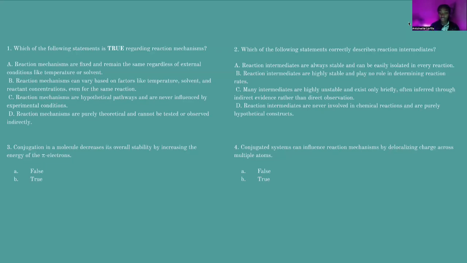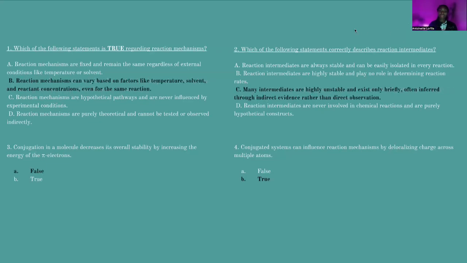For number 4: conjugated systems can influence reaction mechanisms by delocalizing charges across multiple atoms. This one I'm going to go with true, which is B, mainly because we do understand that even if they exist only briefly, they can have an influence. So these are our answers.